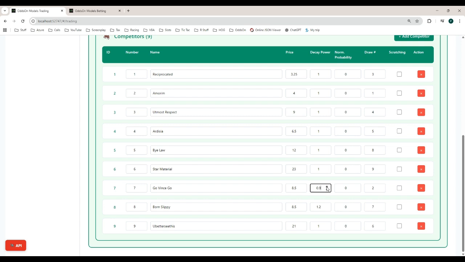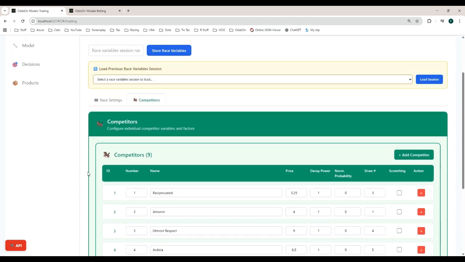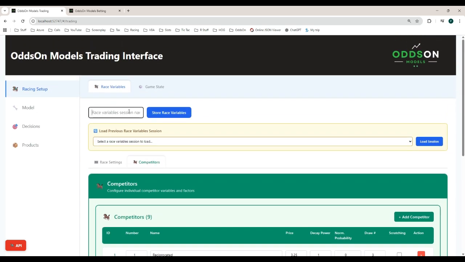So now let's go 0.9 and 1.1. So they're still different, but they're closer to 1. So we should see the prices get closer back. So we'll call this less competitor decay here. Just get rid of that capital O.